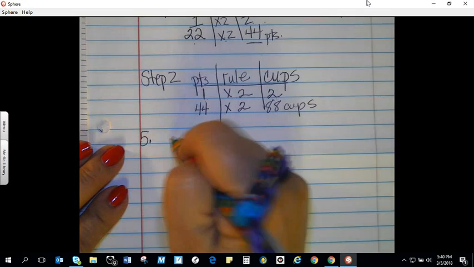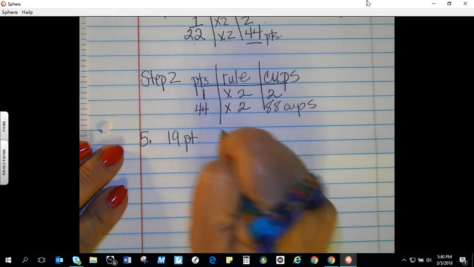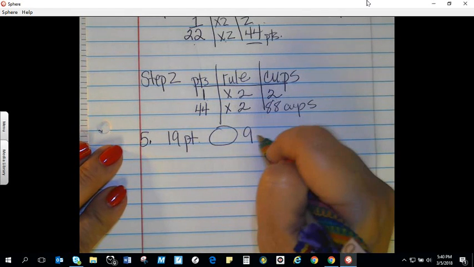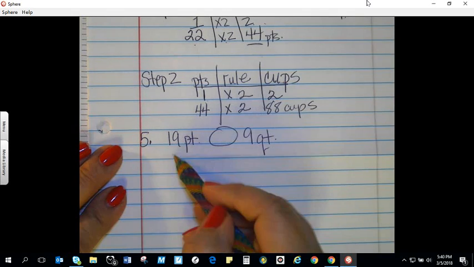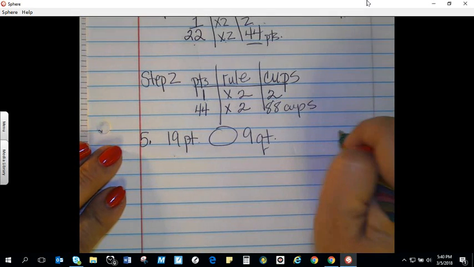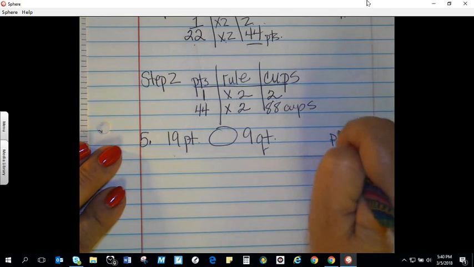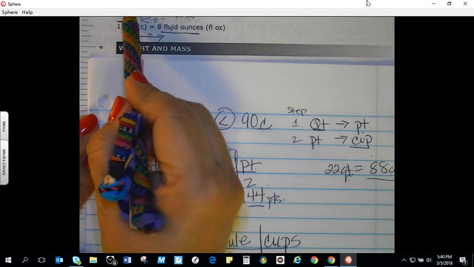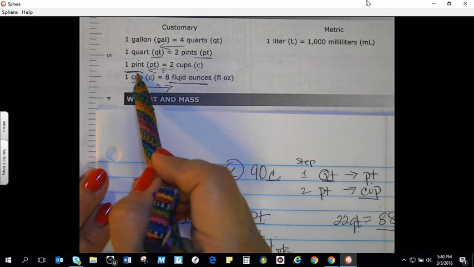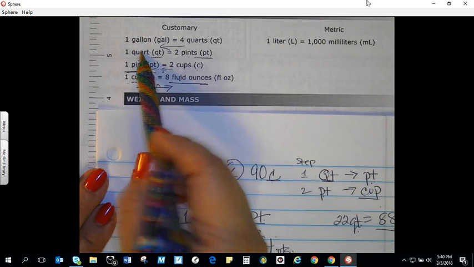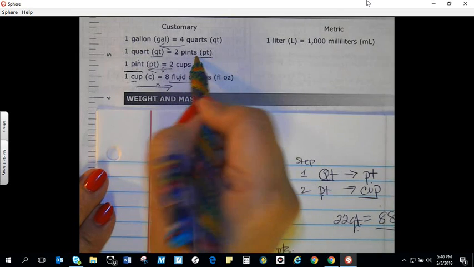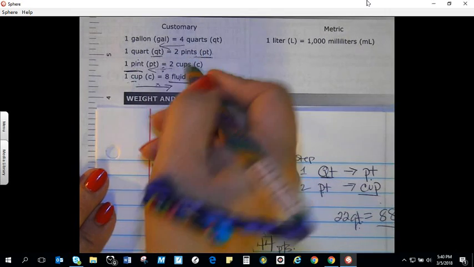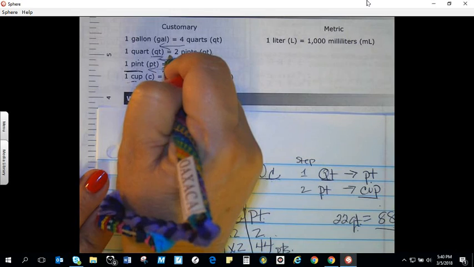Number 5 says it's 19 pints. And it's asking which one is larger. Is one greater than, less than, or equal to? It's going from pints to quarts. So I'm going to do pints to quarts. Let's see if you can see that. Well, okay, here's my pints here. And so I'm going to work backwards, pints to quarts. And remember, when I'm going in this direction, I divide.